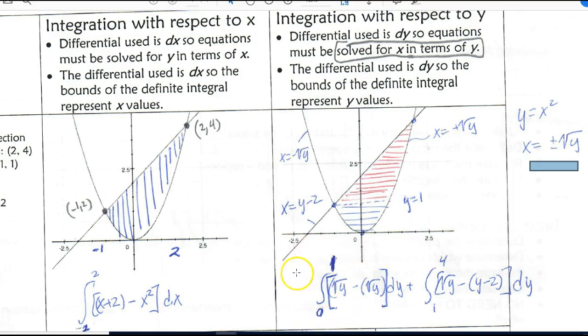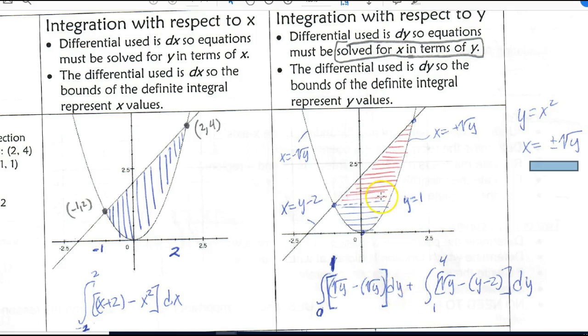And that's what I have here. So I'm going to integrate from 0 to 1 the function that's on the right side, which is radical y. And then I'm going to subtract the function that's on the left side, which is negative radical y. So this should say radical y minus a negative radical y. That's a mistake. That should be a plus sign. And then with respect to y.